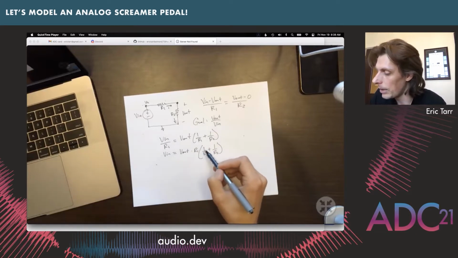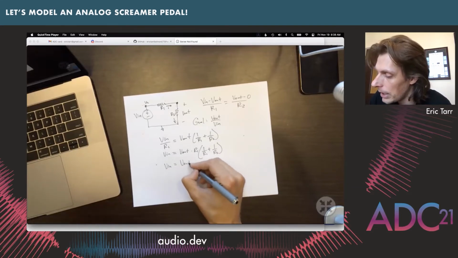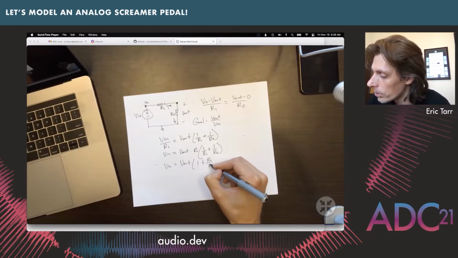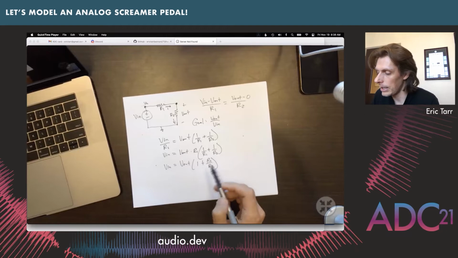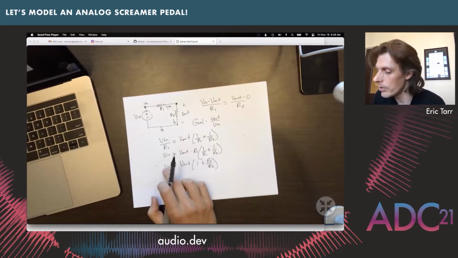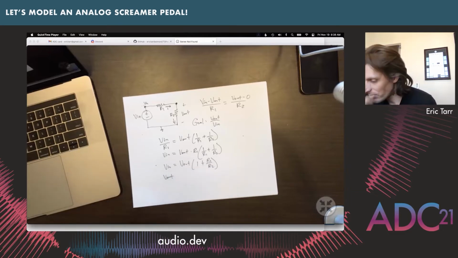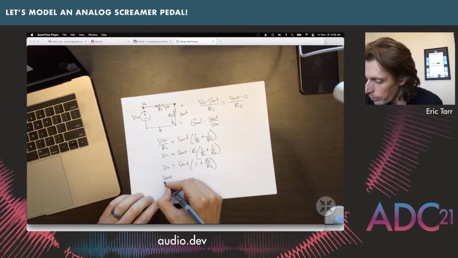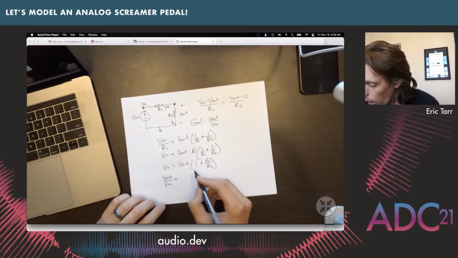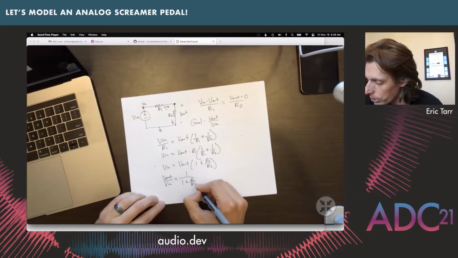like this. We can combine this term in here and say that V in is going to be equal to V out times 1 plus R1 over R2. And we can move this over to the other side and move the V in over to the other side. So V out over V in is equal to 1 divided by 1 plus R1 over R2.